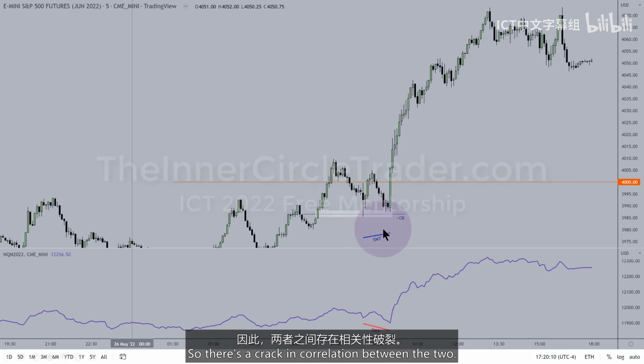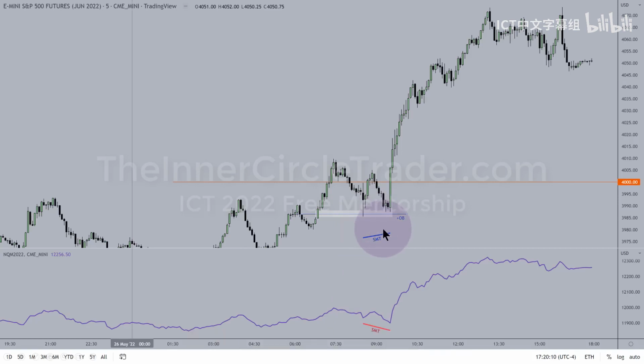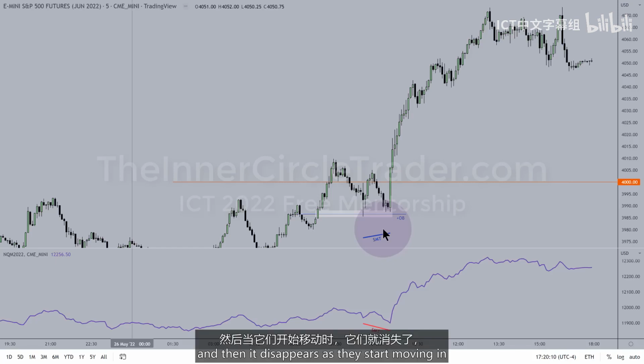So there's a cracking correlation between the two. Usually they move in tandem, but at certain times, what times? 8:30, 9:30, at news events being released, okay? They'll create this divergence. And if you have a bias, it's helpful. But if you don't know where it's going, you're going to many times encounter what would look like SMT divergence, and then it disappears as they start moving in concert with one another. So you have to be careful with that. That's why I always teach: know what it's reaching for.